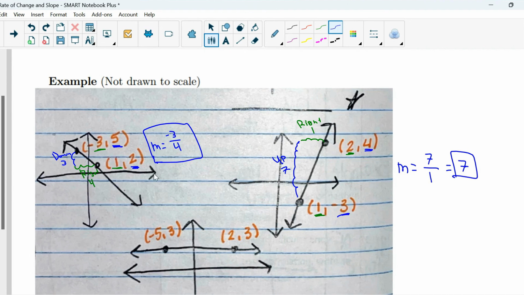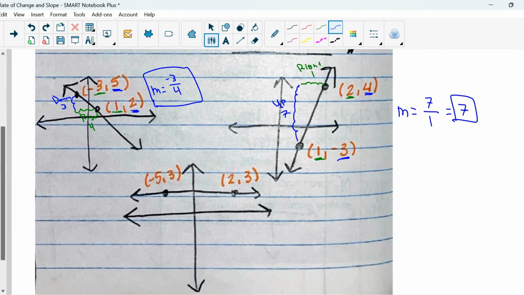In our last example here, we have a different looking line. Okay, this is one of those special cases. First, let's look at our change in y, sorry. So we go from 3 to 3. So obviously, you can tell that we aren't moving up or down in this case. Yet, if we look at our x values, we go from -5 to 2. Okay, that obviously has a change of right 7.